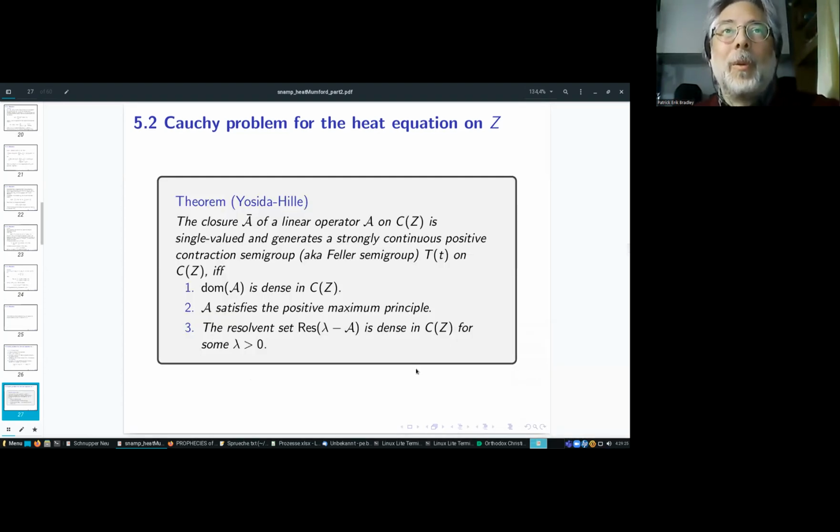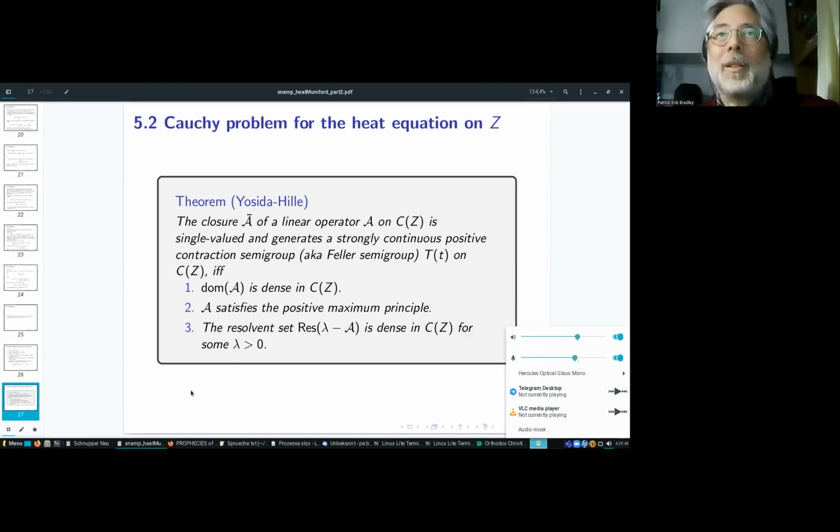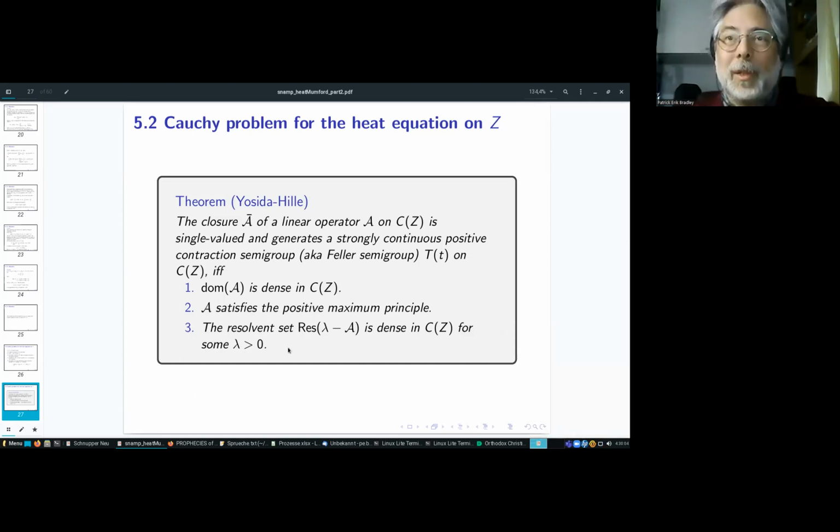Our important theorem here will be Hille-Yosida. This tells you when you have a Feller semigroup. I'll explain what a Feller semigroup is in a minute. But first, the closure A bar of a linear operator A on C(Z) is single valued and generates a strongly continuous positive contraction semigroup, or a Feller semigroup T(t) on this space C(Z), if the domain is dense in our function space, and if A satisfies the positive maximum principle, and if the range of lambda minus A is dense in our function space for some lambda positive.